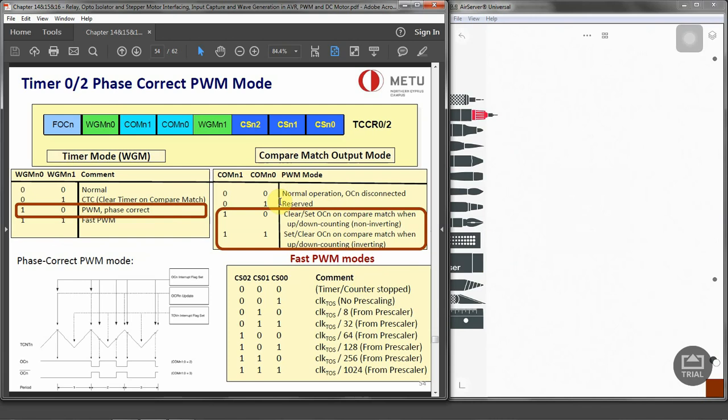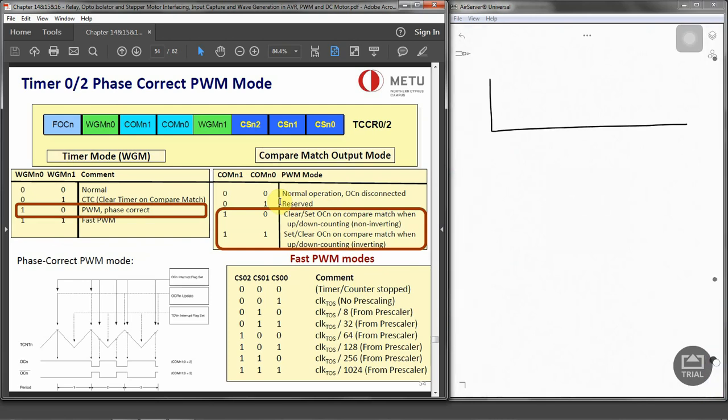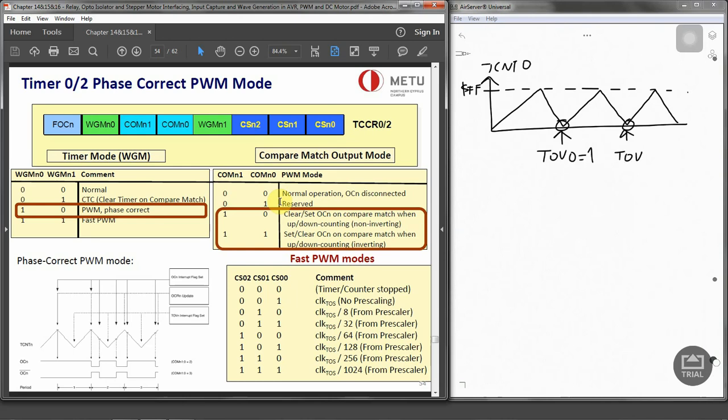So with the phase correct, we'll have, let's say, TCNT0, and that's FF. It can go up, down. So counting up, counting down. It's not suddenly going to 0, it's counting down. So whenever it reaches 0 over there, it sets the timer overflow flag, TOV0, to be 1. And this is what it does with the phase correct PWM.